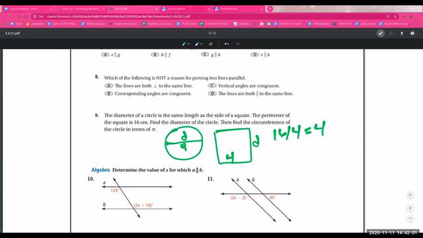Then you have to find the circumference. So the circumference is 2 pi r. That's your formula. Well, what's the radius? Now remember, here's your hint, the radius is half of the diameter. So I'll let you try to figure that out.